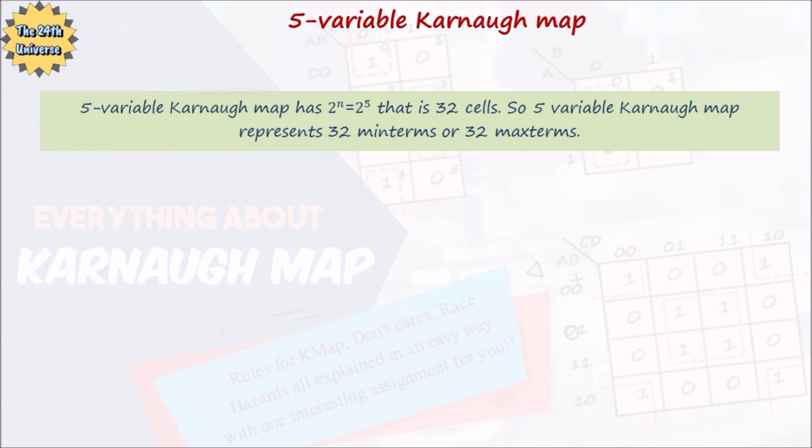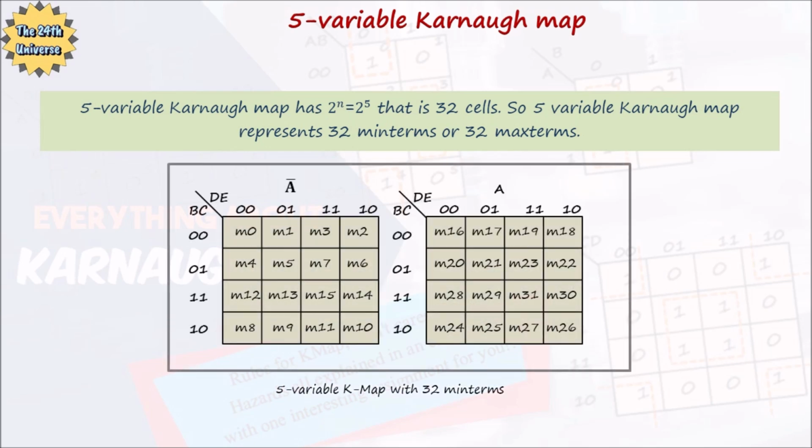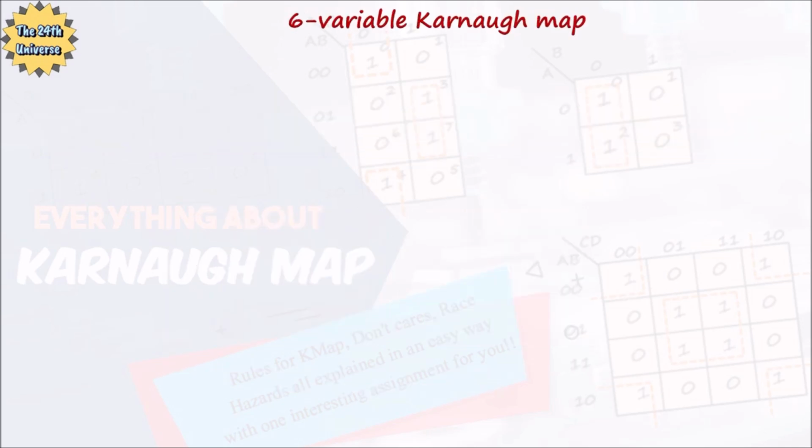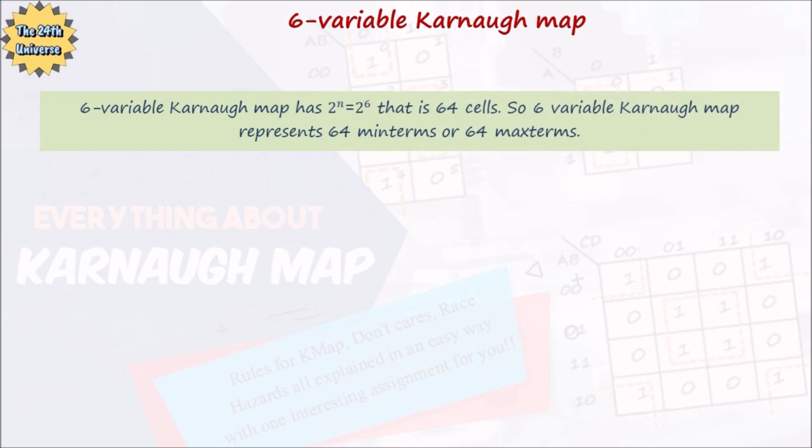The 5 variable Karnaugh map is made using two 4 variable Karnaugh maps. When A is equal to 0, the left Karnaugh map is selected, and when A is equal to 1, the right Karnaugh map is selected. 6 variable Karnaugh map. A 6 variable Karnaugh map has 2 raised to n, that is equal to 2 raised to 6, which is 64 cells.